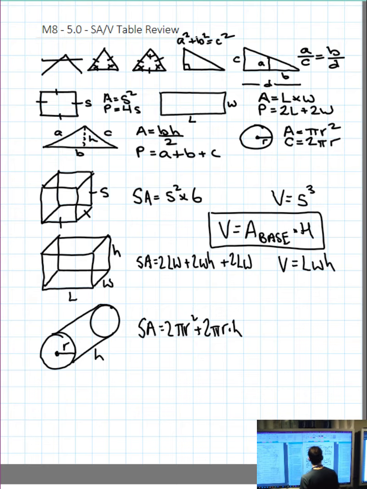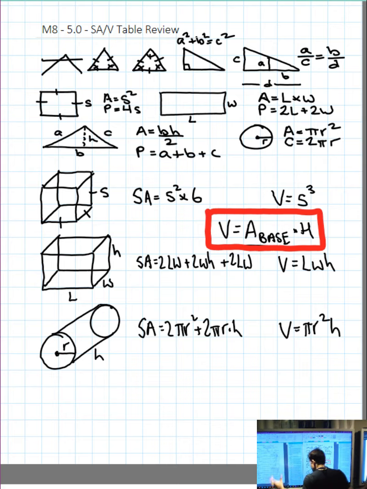And the volume, as we just learned, is area of the base times height. Well, what's the shape of the base? The base is a circle. What's the formula for that shape? Pi r squared times the height. So we need to very much recognize how important this formula is. The volume of any prism, meaning it has the same base as the top, is simply area of the base times height.